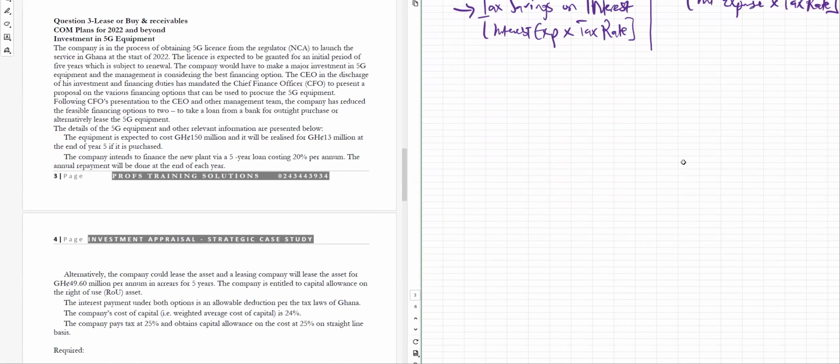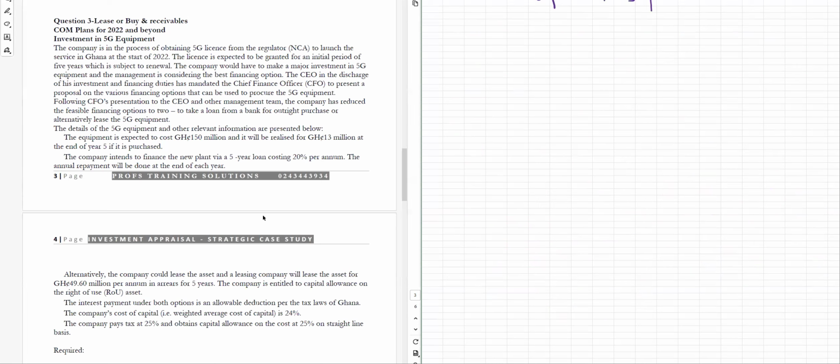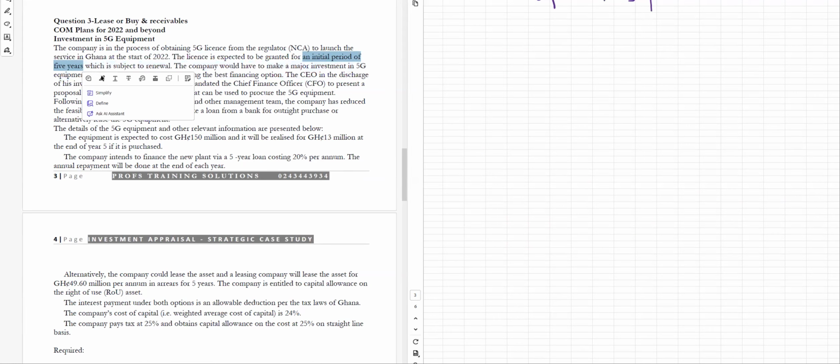All right, so let's take this question. It is an extract from November 2021, question 3. Plans for 2022 and beyond. The company is in the process of obtaining a 5G license from the regulator, NCA, to launch the service in Ghana at the start of 2022. The license is expected to be granted for an initial period of 5 years, which is subject to renewal.